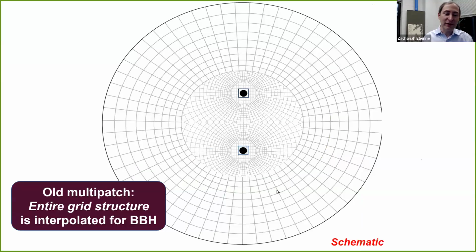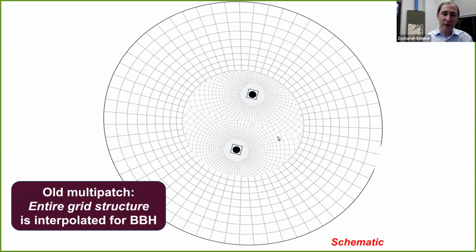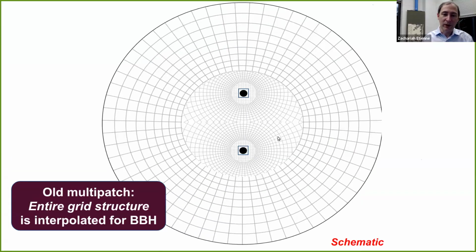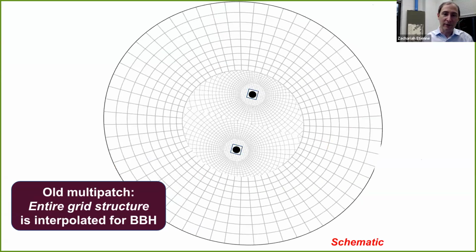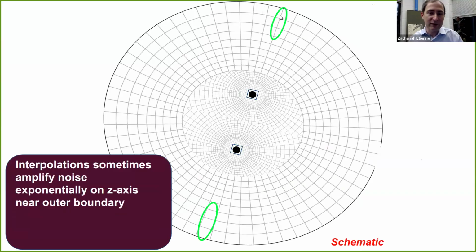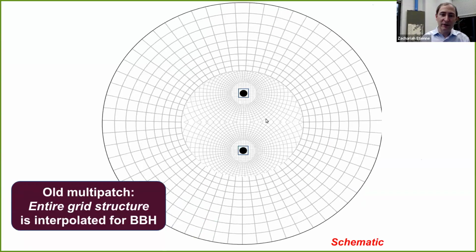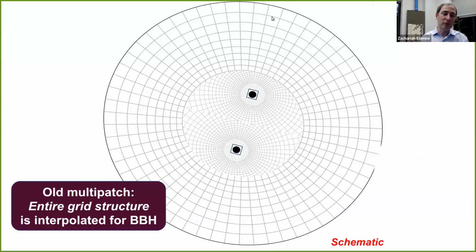So the trouble is at the outer boundary, and the cause of it is simply this: how the multi-patch infrastructure worked was, as the black holes orbit, the entire grid structure orbits with them. So you can see everything all the way to the outer boundary. And what we found is that sometimes interpolations amplify noise exponentially on the z-axis near the outer boundary. We're talking, this is going out to like 1,000 M.